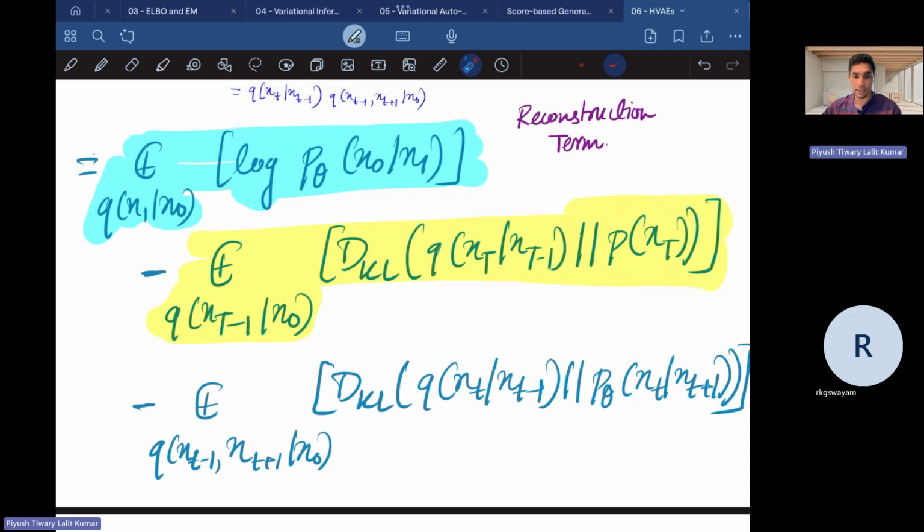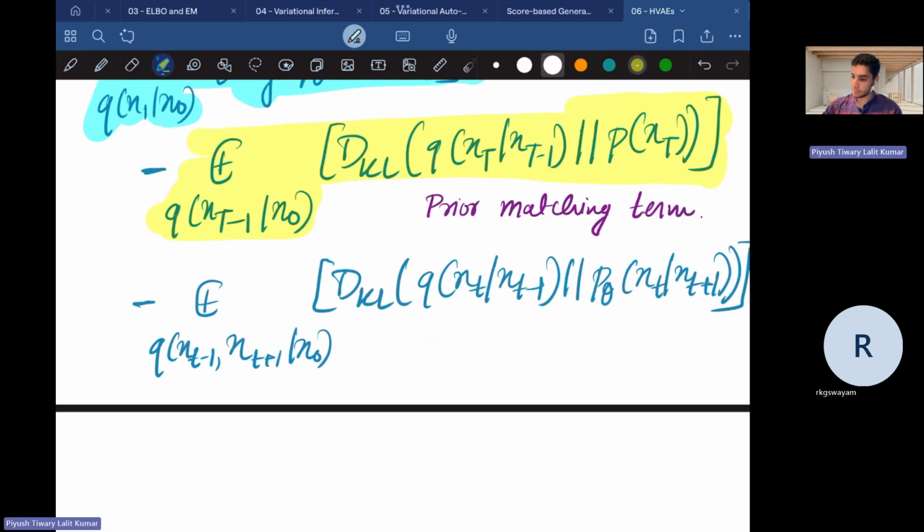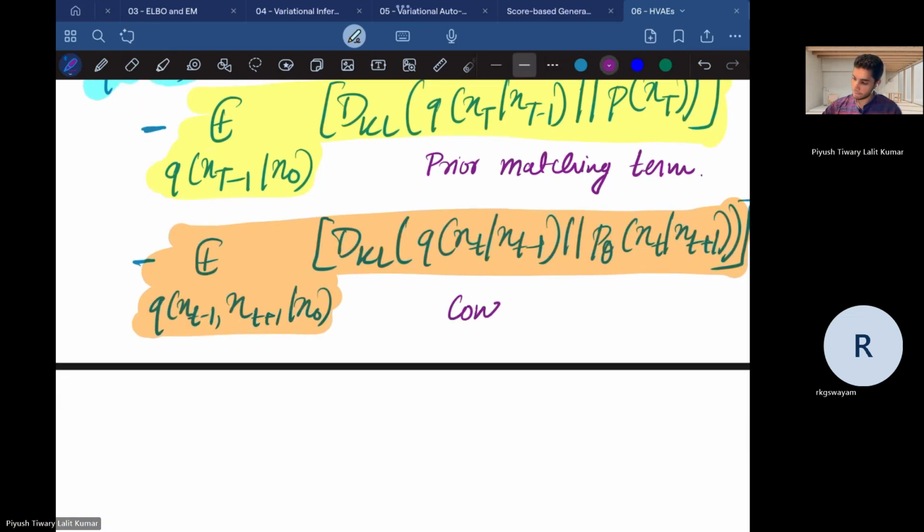This is similar to again the regularization term that you saw in the normal VAE, right? So this is your prior matching term. And there is a last term, which is of our interest. This thing is actually something interesting, and I'll tell you why. This is what we call the consistency term.